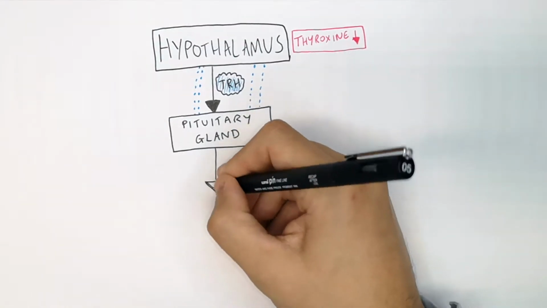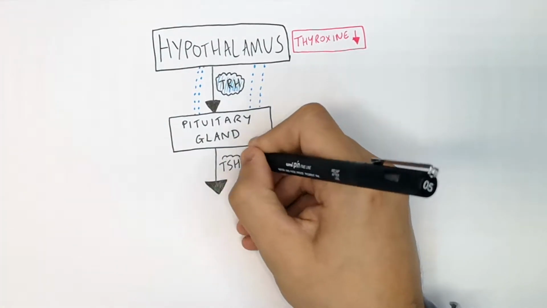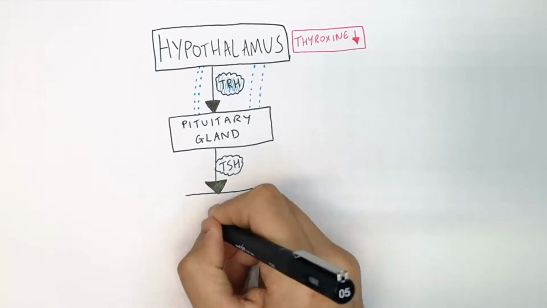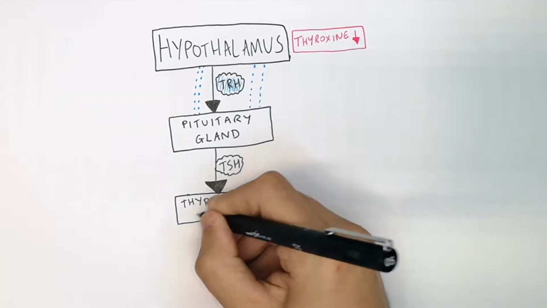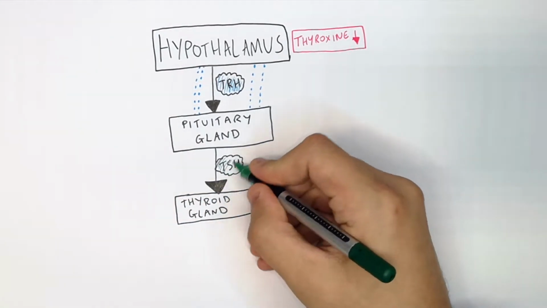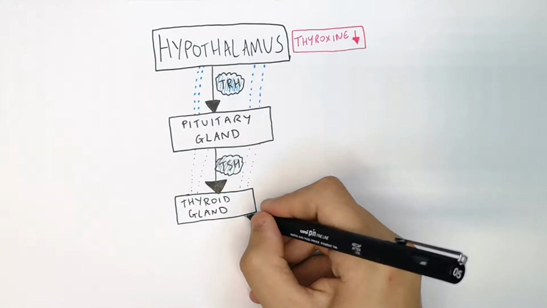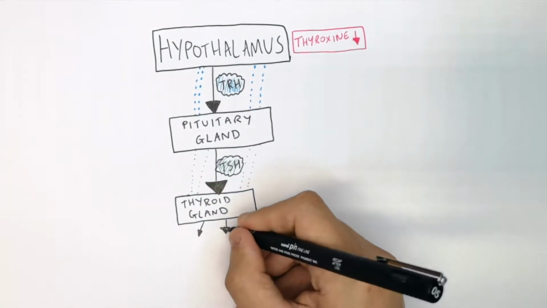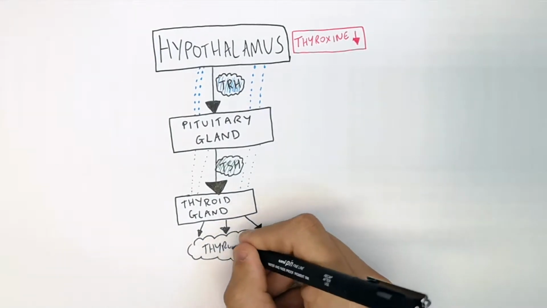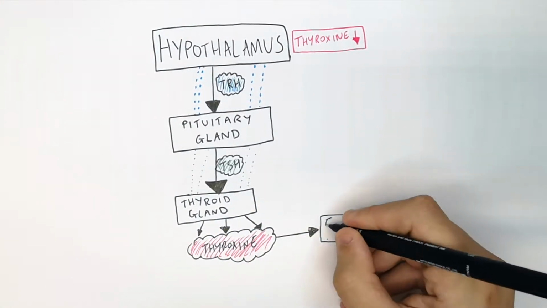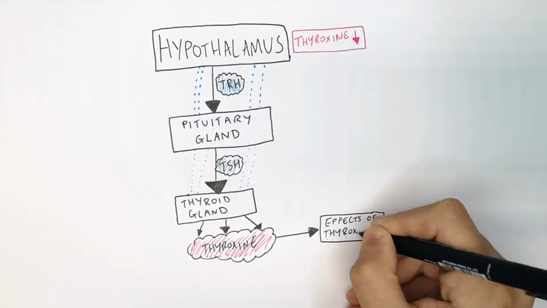TRH then stimulates the production of TSH from the pituitary gland. The TSH travels to the thyroid gland. So the pituitary gland secretes TSH, which then goes to the thyroid gland. This then stimulates the production of thyroxine. The effects of thyroxine are as follows.